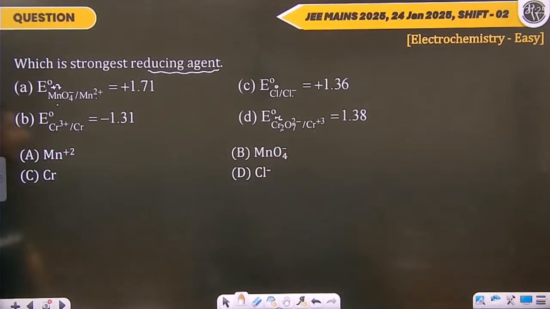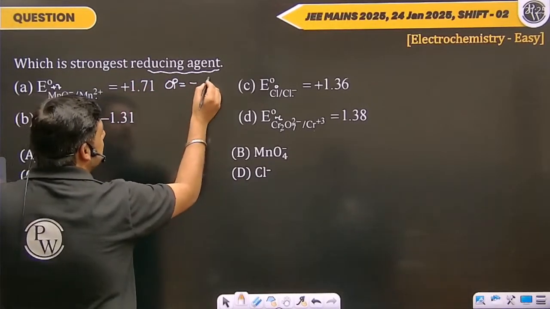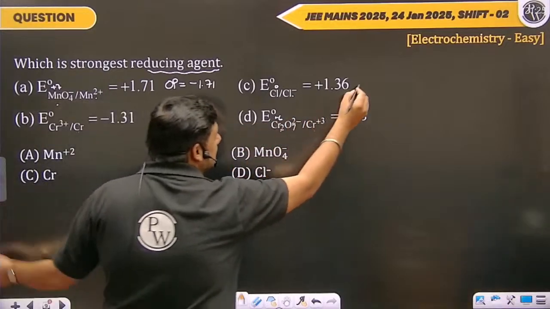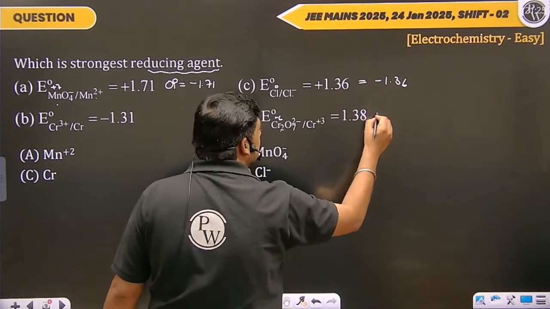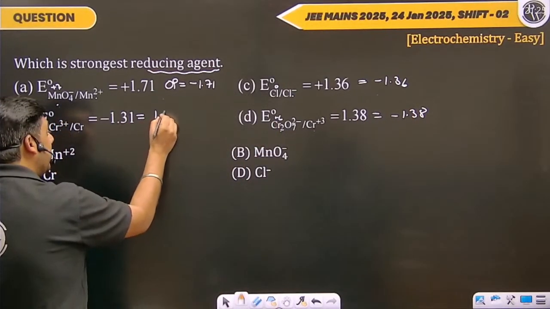So if you want to write the oxidation potential of all these species, just change the sign. So this is going to be -1.71. This is going to be -1.36. This is going to be -1.38, and here it is going to be +1.36.